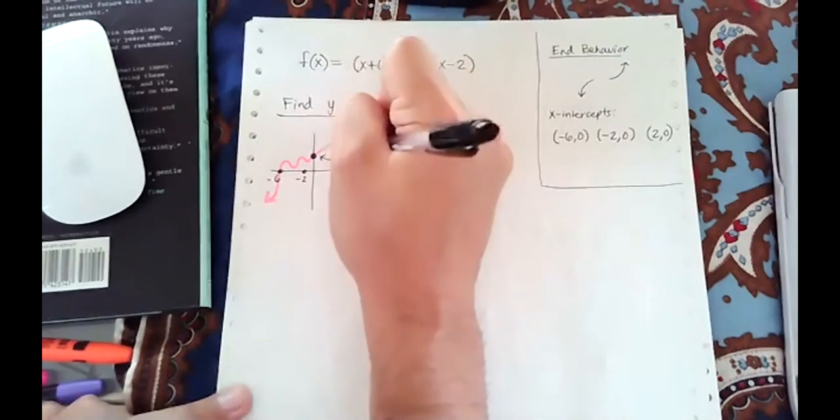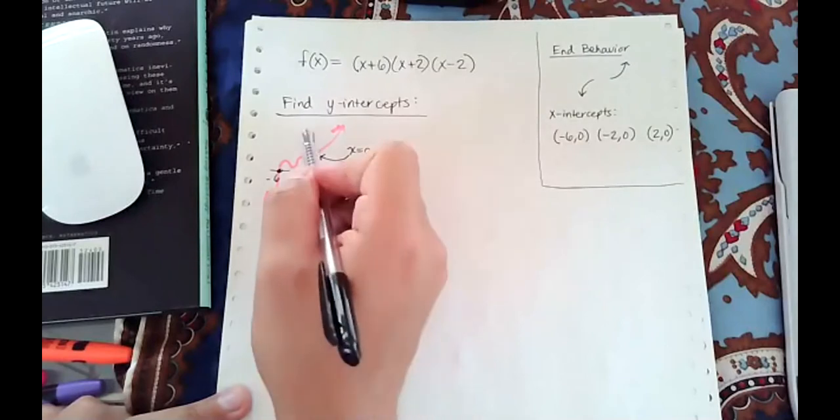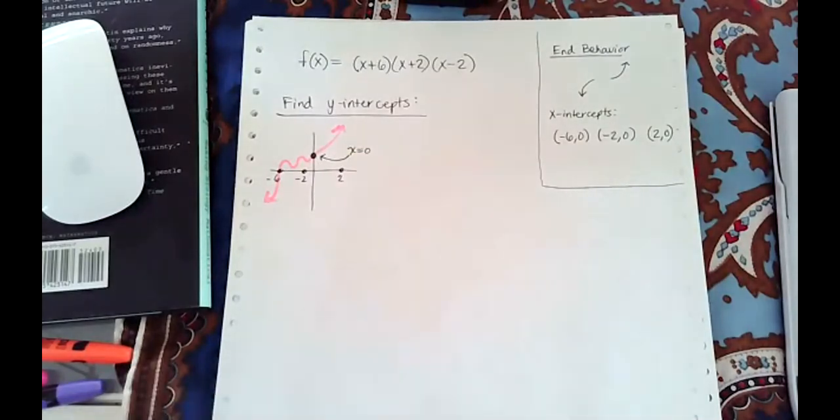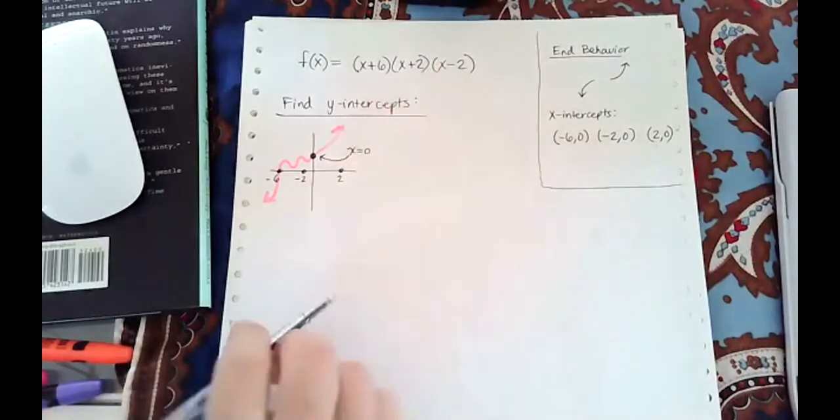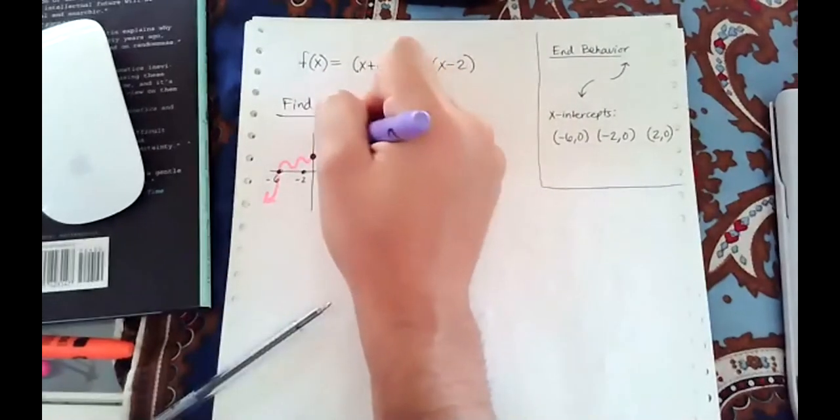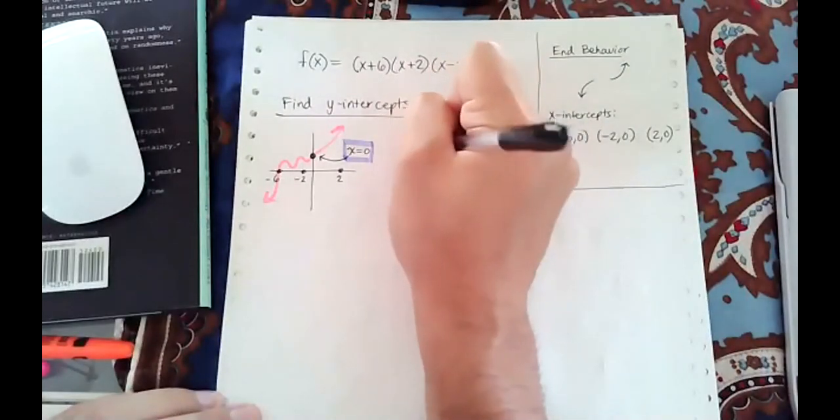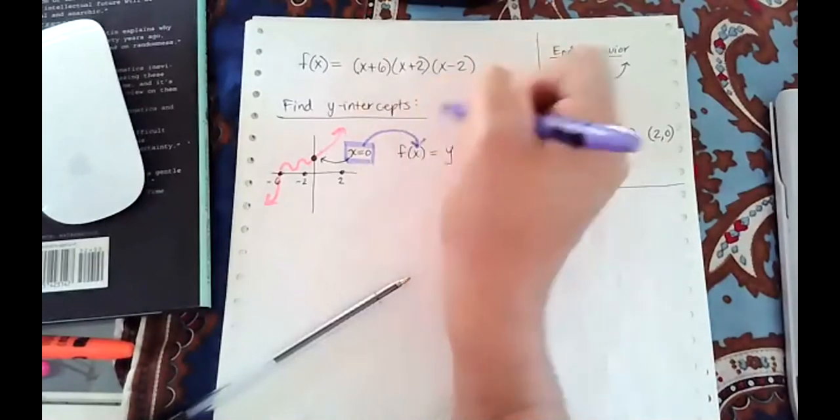Yeah. X should be equal to 0 there, because it's on the y-axis. Any point on the y-axis has an x value of 0. So if we're looking for the y-intercept, then automatically we should know that x is equal to 0 without anybody telling us. That means we can plug this value into our function for x and then find the corresponding y-value. If f of x is equal to our y-value, then I can plug this x-value into the function.